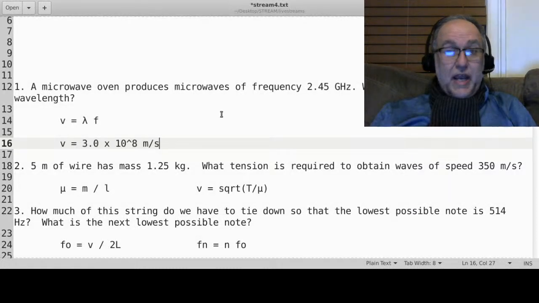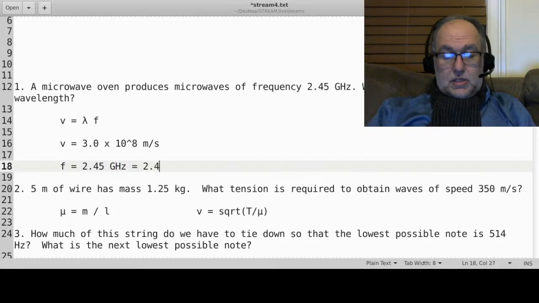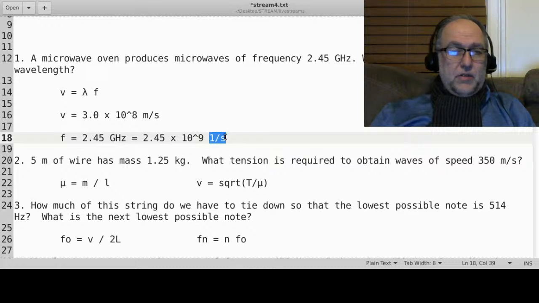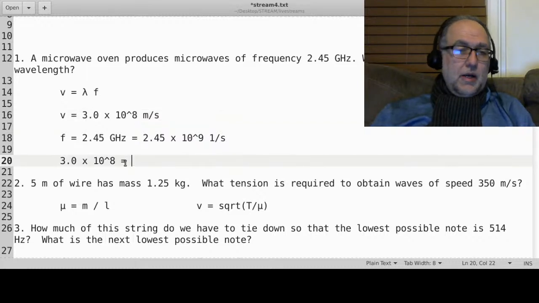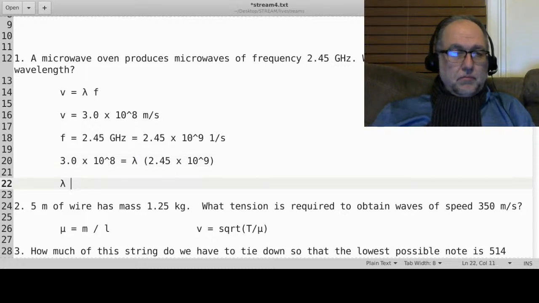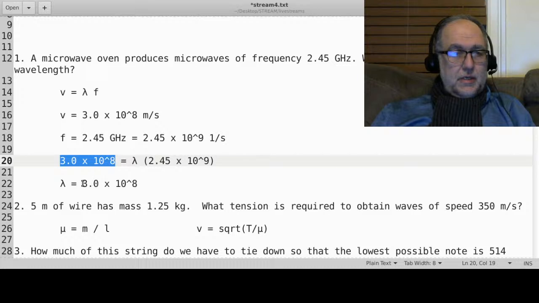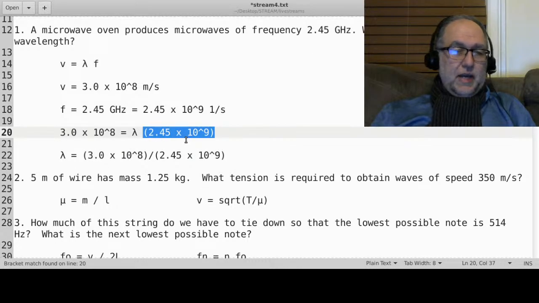So there's your v. Your f, which I gave you as the frequency, is 2.45 gigahertz. Now the hertz is per second, but that's not the problem. The giga is the problem because that's not MKS. Giga, this you do have to know, is 10^9. So 10^9 per second, and this part here is the hertz. Then just substituting into the equation, we have v equals lambda multiplied by f, or lambda, just dividing both sides by the frequency, is equal to v divided by f.